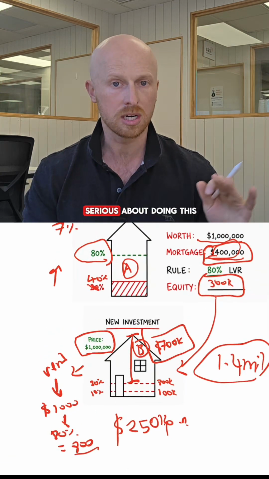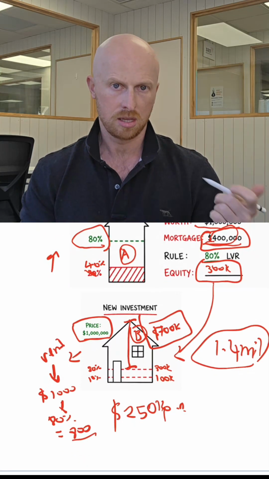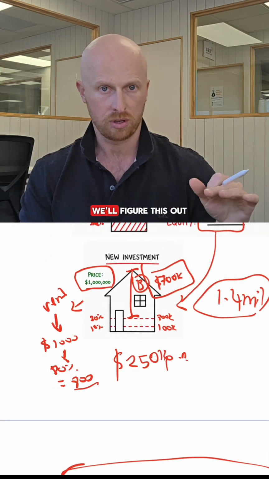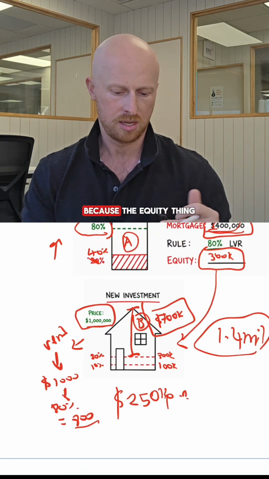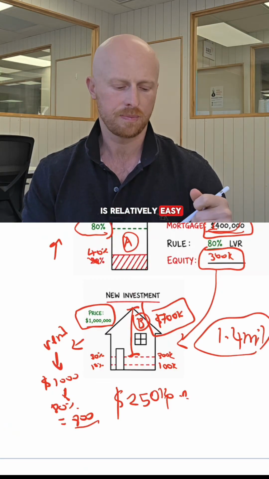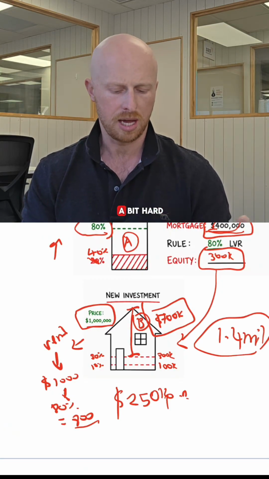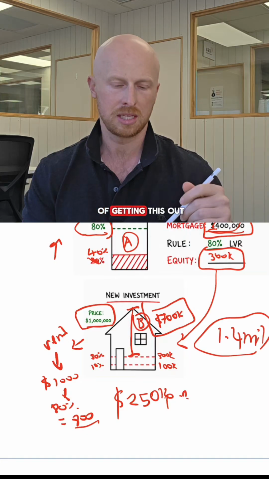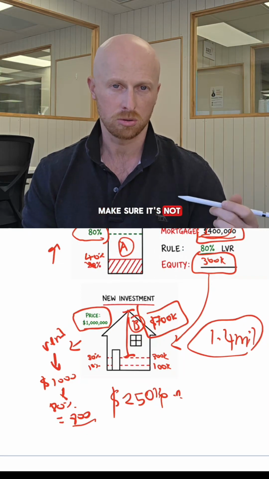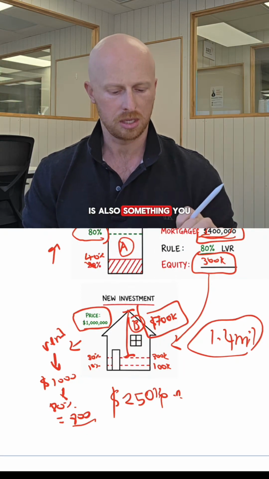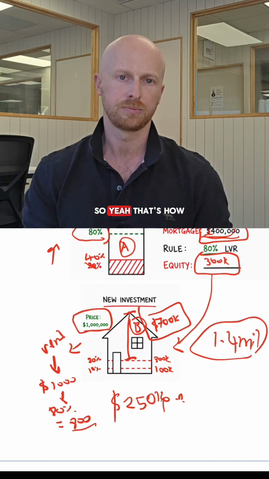And if you are serious about doing this, that's when you talk to me. We'll figure this out for you, because the equity thing is relatively easy. The income side is a bit hard, and the actual process of getting this out from the banks, make sure it's not all linked to one bank, is also something you want to avoid. So yeah, that's how it works.